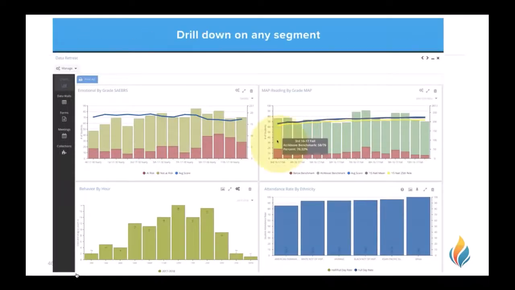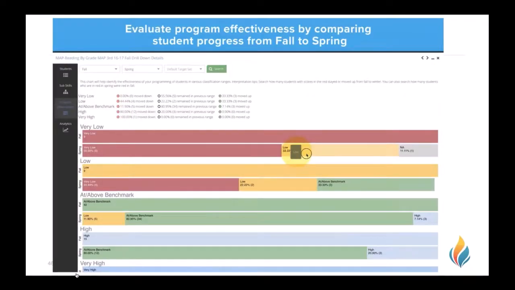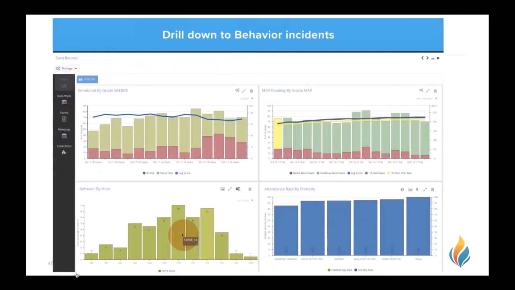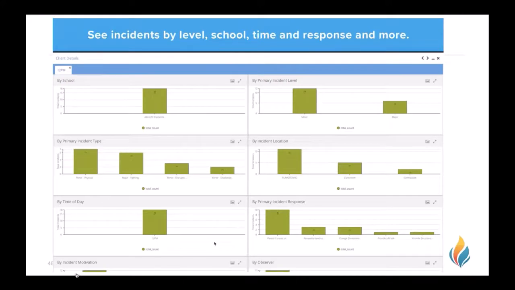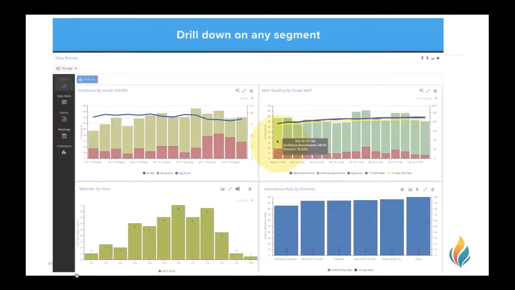It's also important for us to be able to pull the data really quickly. So this is a screenshot of EduClimber. You can drill down into the data and see the students. You can also see their progress from fall to spring and how many kids we are closing the gaps for. Being able to look at our behavior data and our attendance data and make some analysis decisions about that.